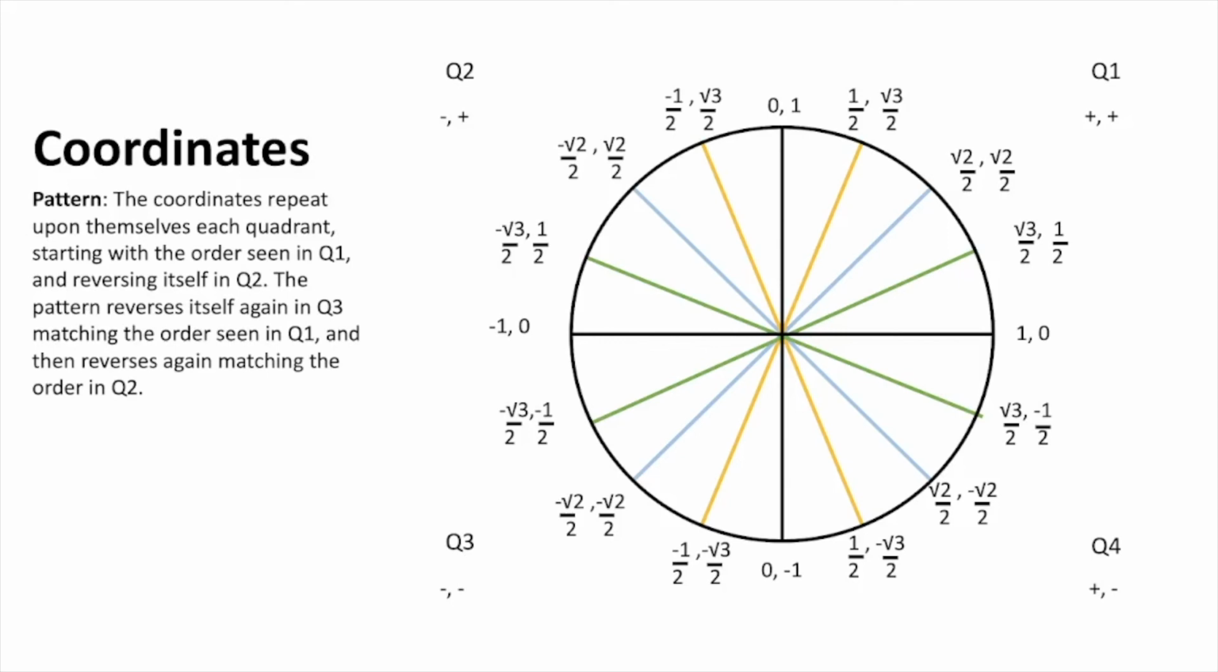Then in quadrant 3, you switch it around again, starting with root 3 over 2, 1/2, and ending with 1/2, root 3 over 2. Quadrant 4 flips it around again, starting with 1/2, root 3 over 2, and ending with root 3 over 2, 1/2. You can go around the whole unit circle like this. Just remember to use the correct signs in each quadrant, and you'll be fine.